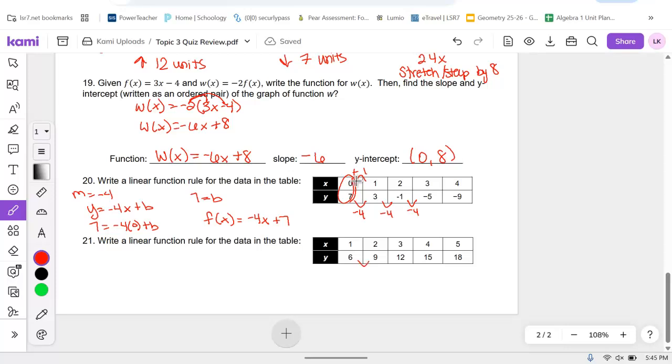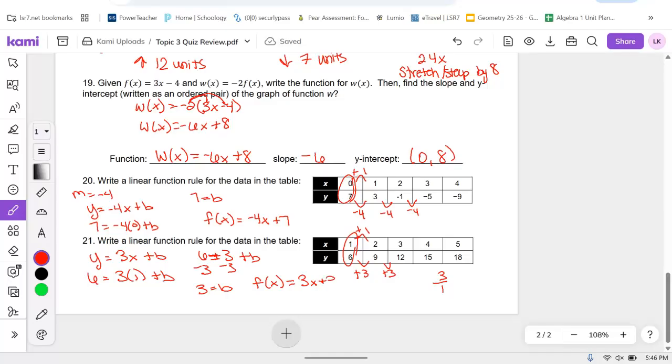Same thing with this one. I'm adding 3 and I'm adding 1. So my slope is 3 over 1. So I have y equals 3x plus b. Put in a point. So 6 goes in for y: 6 equals 3 times 1 plus b. 6 equals 3 plus b. I'm going to subtract 3. So 3 equals b. So I have f of x equals 3x plus 3. And that is your answer.